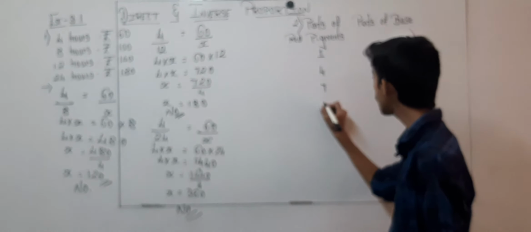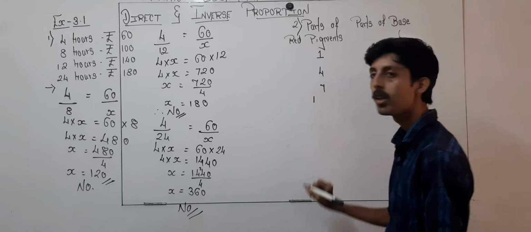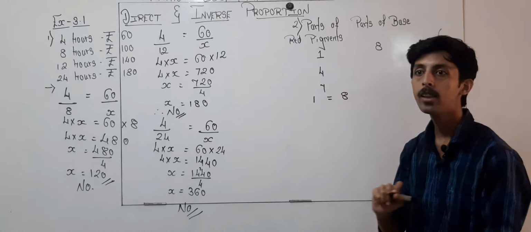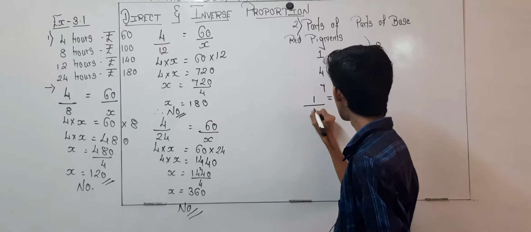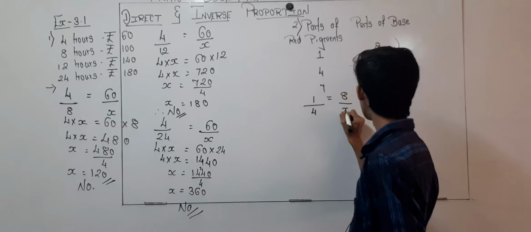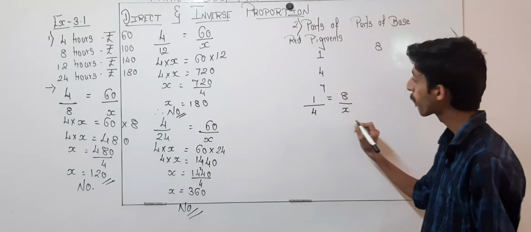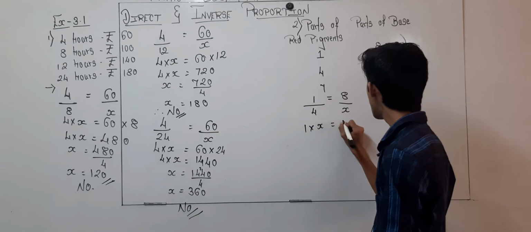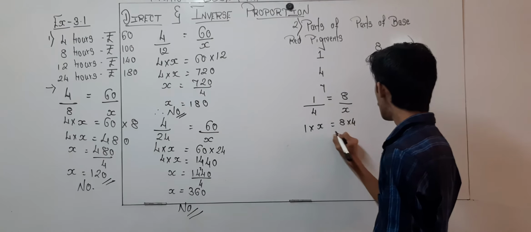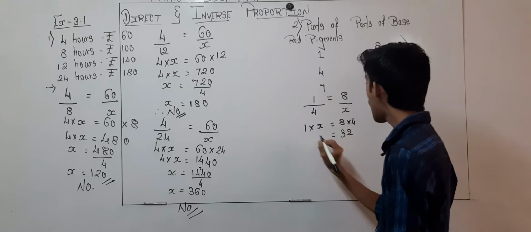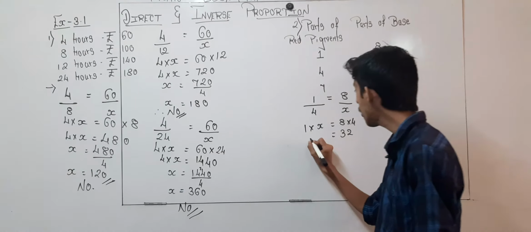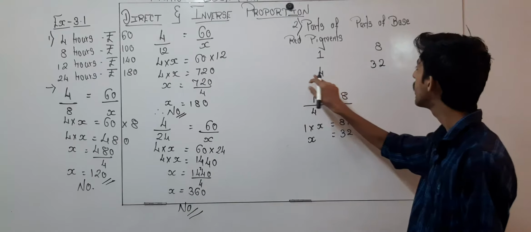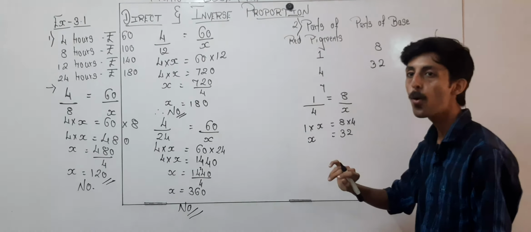With the same concept, I will do it here. For one part of red pigment, how many parts of base are required? 8. So for 4, how many are required? That is my x. I will cross multiply: 1 into x gives me 8 into 4, which is 32, and 1 into x means x itself. So the parts of base for 4 parts of red pigment are 32.